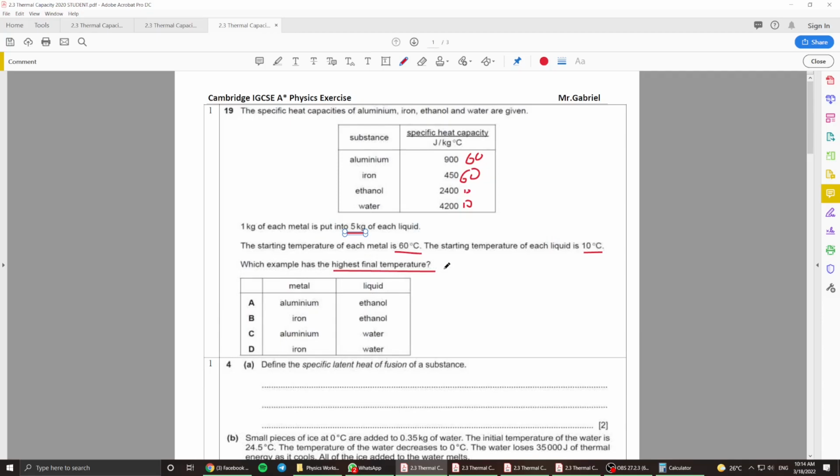Now, in order to have the highest final temperature, obviously what's going to happen is I want this metal to decrease temperature by very little. In order for this temperature to decrease by very little, I must have a relatively higher specific heat capacity.